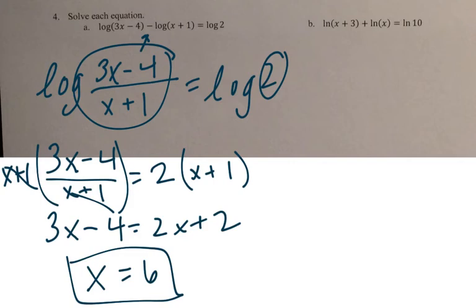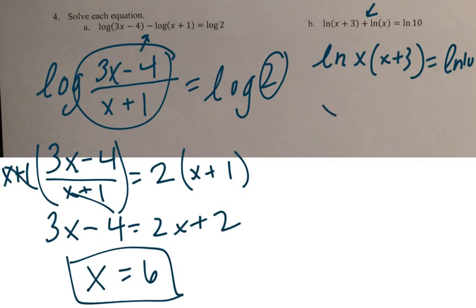I have the natural log of x plus 3 plus the natural log of x is equal to the natural log of 10. Our product rule for logarithms tells us if I have two logarithms with the same base that are added together, we can rewrite that as a product and combine it into one logarithm. So that's the same thing as the natural log of x times x plus 3 is equal to the natural log of 10.